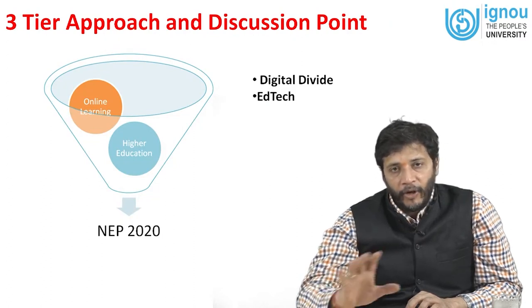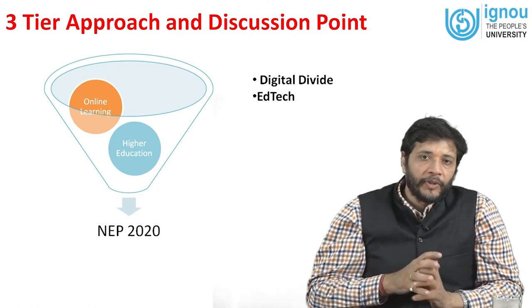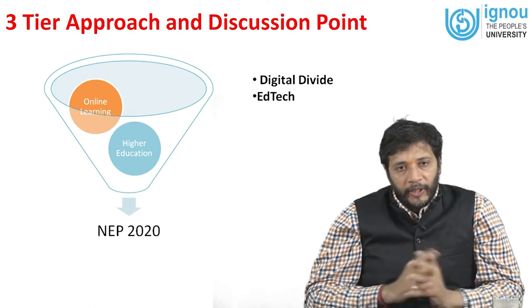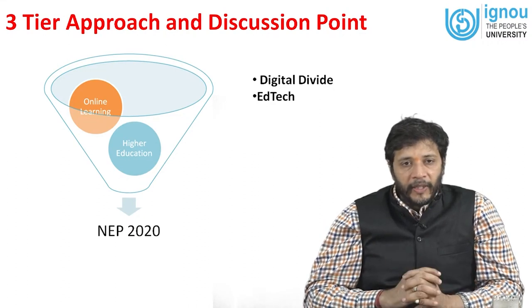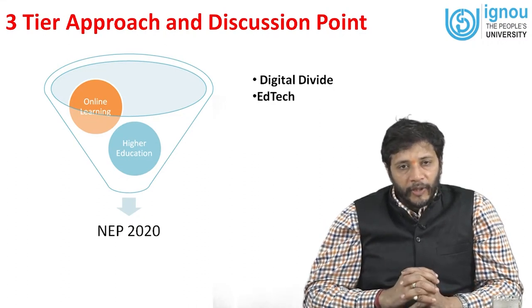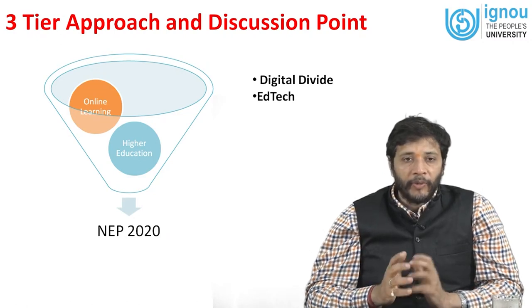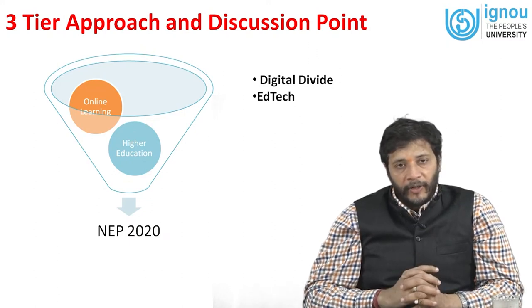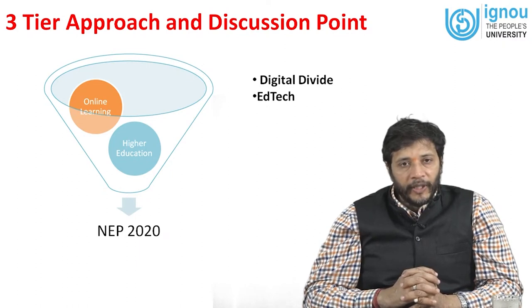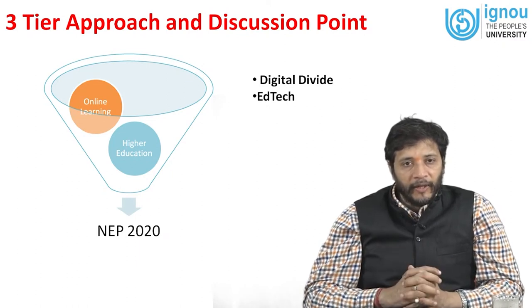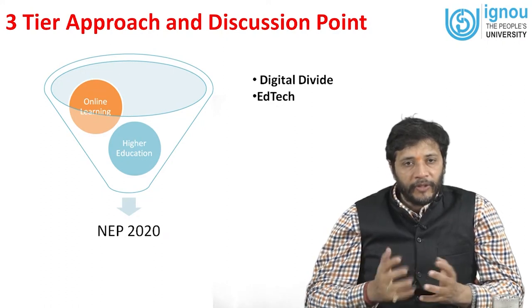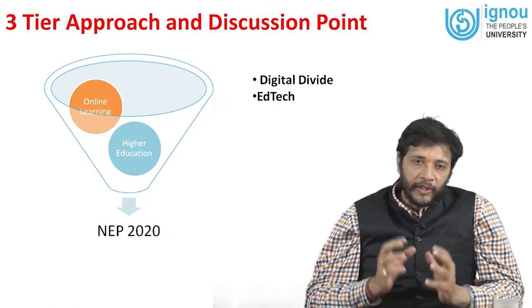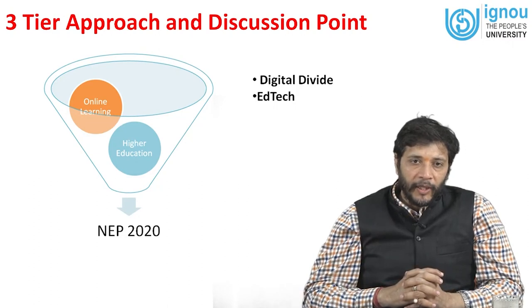So if you talk about today's discussion, this three-tier approach and the discussion points revolve around NEP 2020, and the preceding speakers have very well talked about what exactly the National Education Policy is and how it is revamping itself with the change of time, because online learning or electronic learning is also deviating from its current path, and higher education is also changing because more skill-oriented courses are becoming a part of the baskets, and there are certain things going on.